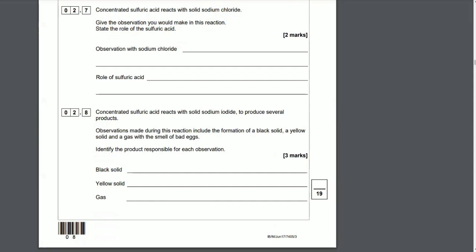2.7, concentrated sulfuric acid with solid sodium chloride. Give the observation you'd make with this reaction and state the role of the sulfuric acid. So this is an equation you need to know off by heart. It's part of your AS unit, which carries on over into A level, obviously, your group 7. It's part of your halide ions and looking at their reducing effect generally. So what we get here is sodium chloride plus sulfuric acid makes sodium hydrogen sulfate and hydrochloric acid.